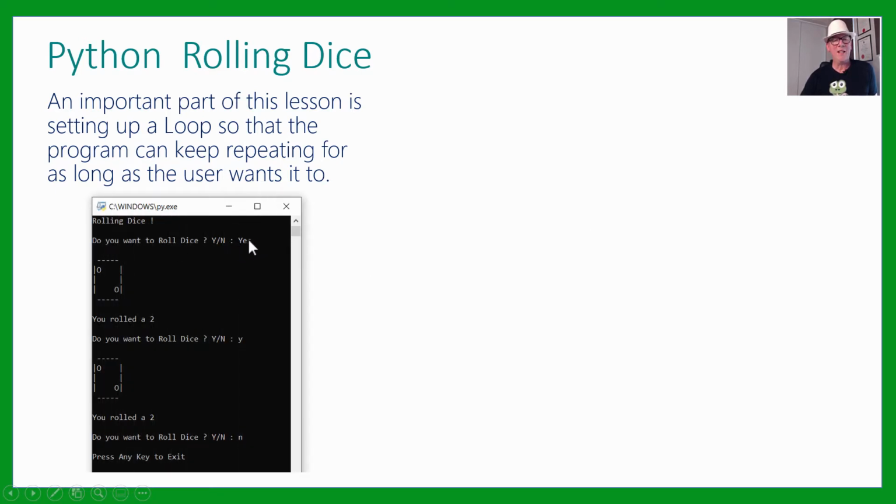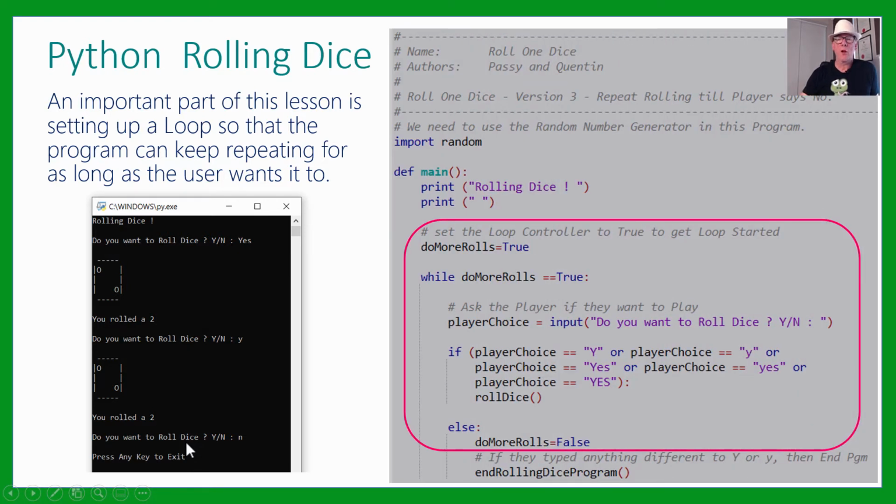And they can type in yes if they want to. They can type in a little y or a big Y, and they still get another roll of the dice. But if they don't type in that, they might type in N for no. Well, then it'll just tell them to press any key to exit, and that will quit and close down the program. So how you do that in the code is we'll be having this loop here.